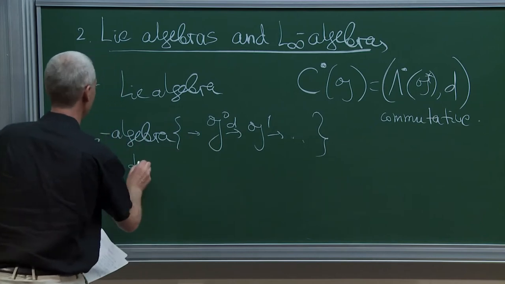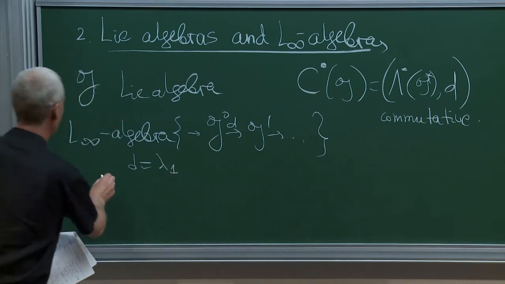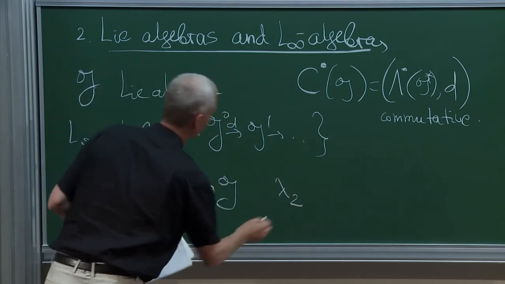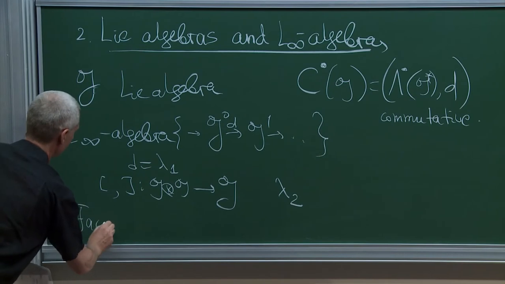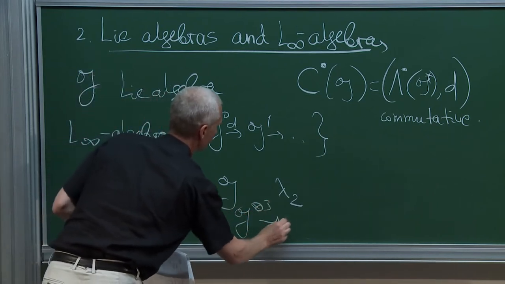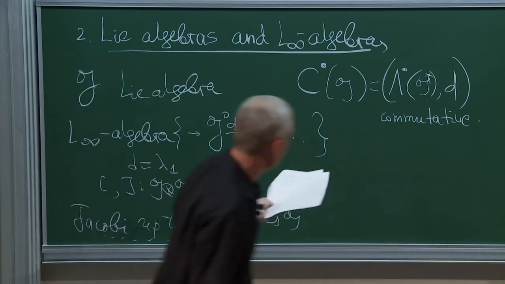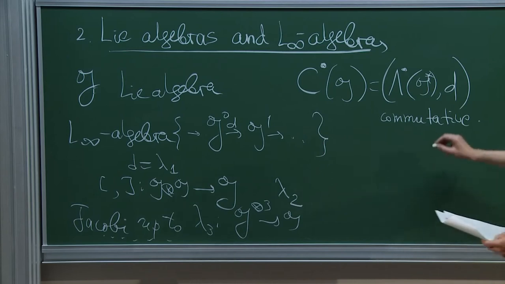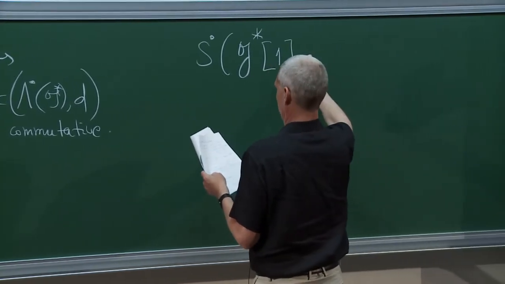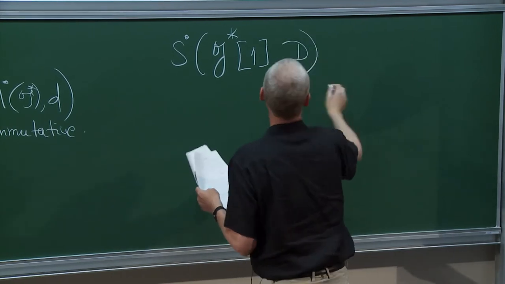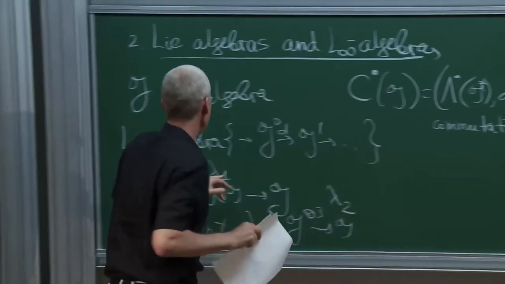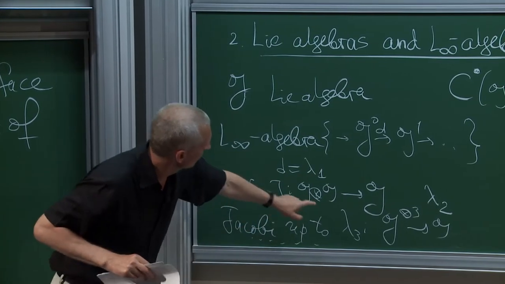So there is a differential d, which we consider as an operation of order one. We have the bracket from g tensor g to g, which we consider an operation of order two, but Jacobi up to lambda 3 from g cube to g, and so on. And this is encoded, again, as very familiar, by a differential in the symmetric algebra of the dual space to g, shifted by 1. Some differential, let's call it d, satisfying d squared equals 0. So this one identity, d squared equals 0, contains in itself the fact that the Jacobiator is the boundary of this.